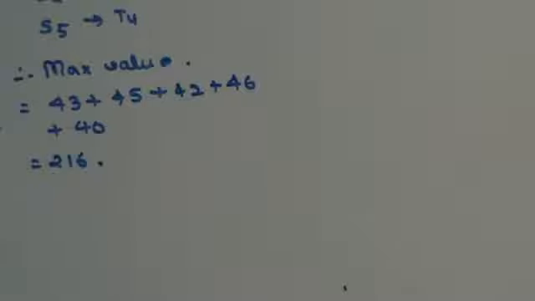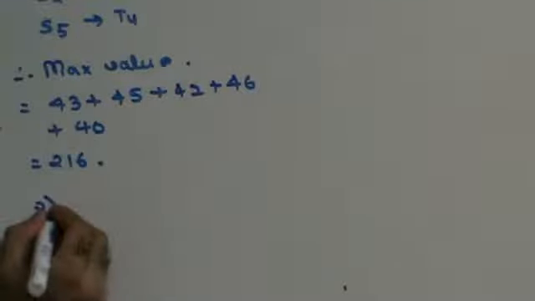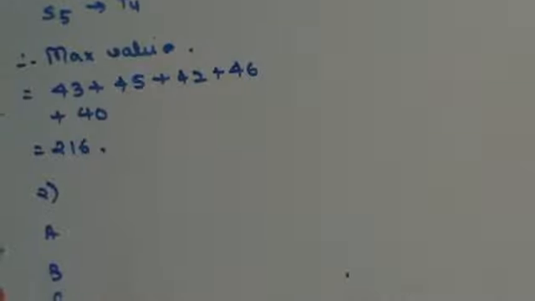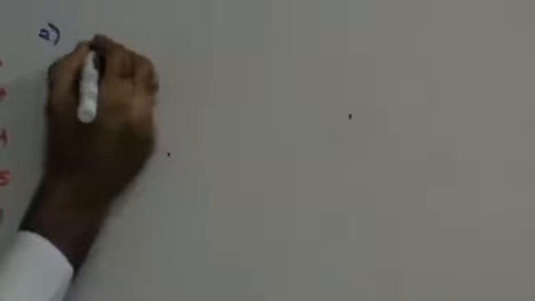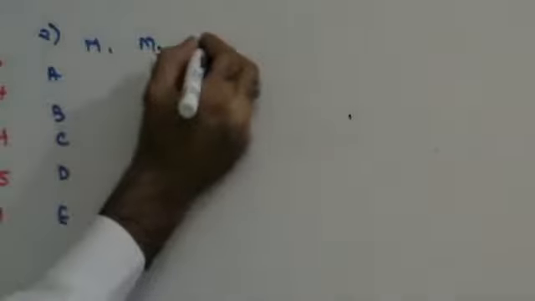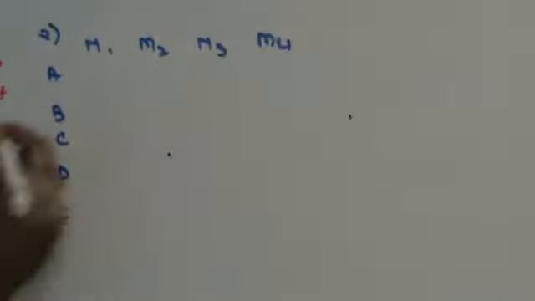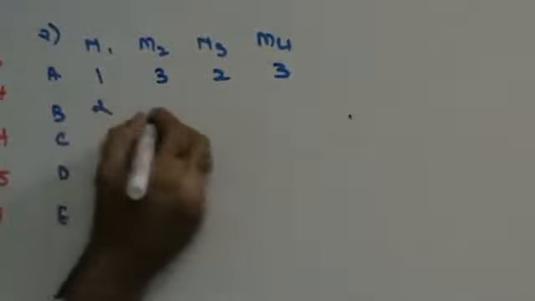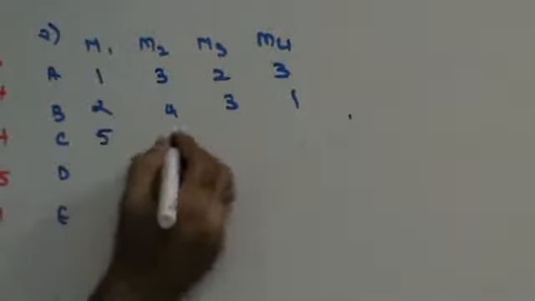Now let's consider that if I have an unbalanced assignment problem. For example, if I have A, B, C, D, E, and I have M1, M2, M3 and M4. Then 1, 3, 2, 3. Then 2, 4, 3, 1. Then you have 5, 6, 3, 4. Then you have 3, 1, 4, 2. And then you have 1, 5, 6, 5.